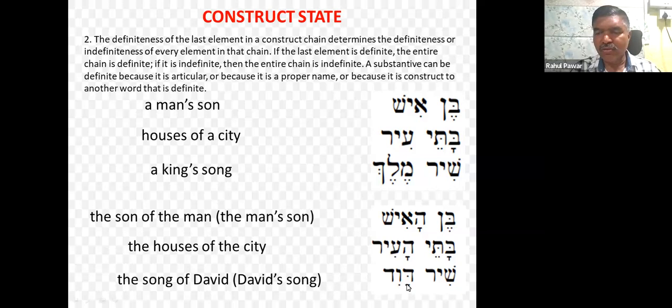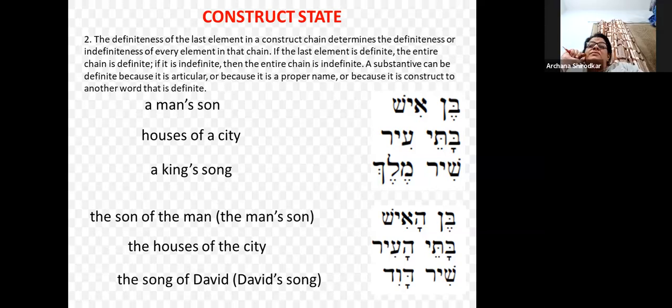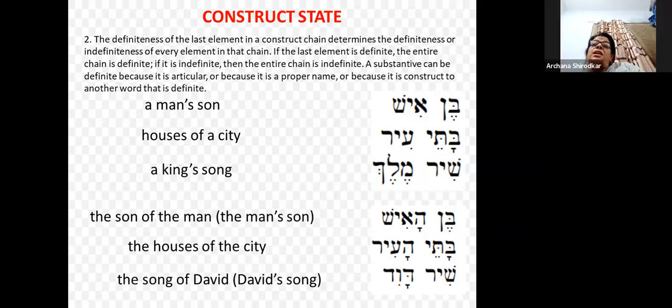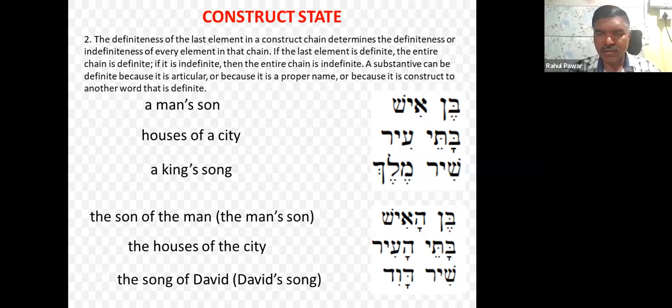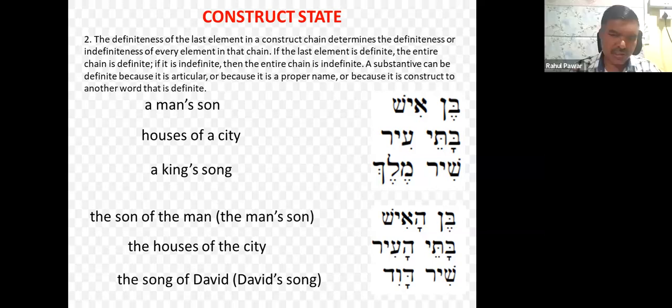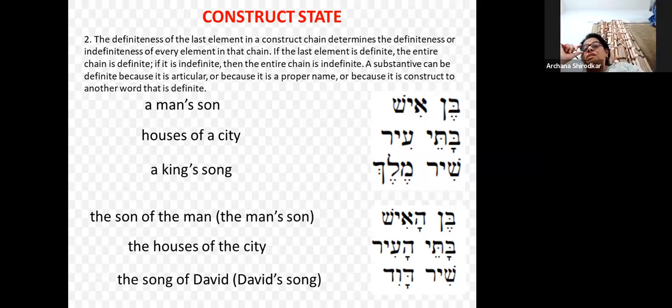A noun which is in construct state, you will never find an article on it. Only the noun in absolute state, you will find an article. So that means the first one, that is Ben or Bathe, or Shir, all these are construct state of the noun, right? A construct state noun will not have hey, the article, in front of it. Okay.